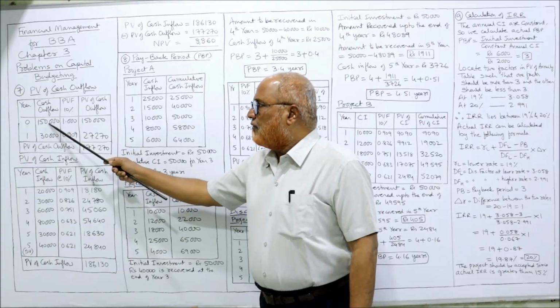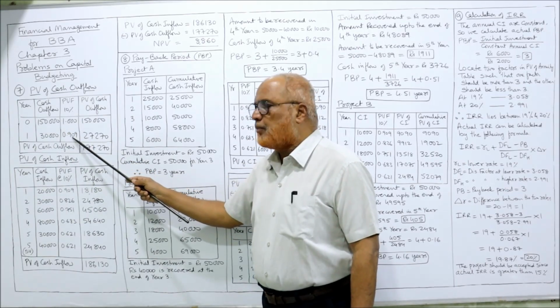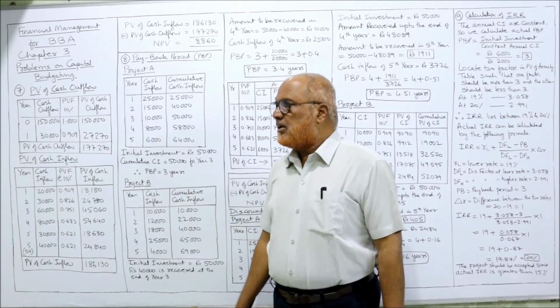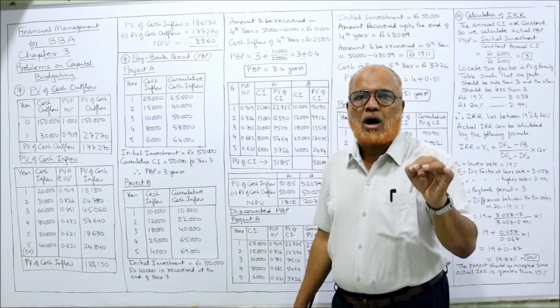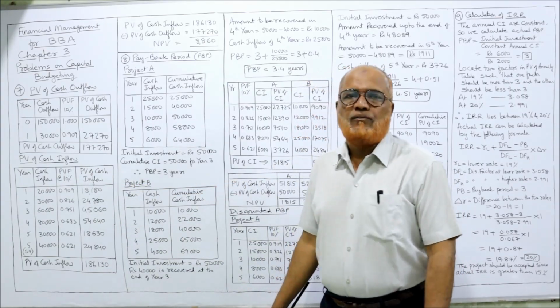Now multiply 1,50,000 into 1 is 1,50,000. 30,000 into 0.909, 27,270. Take the total, 1,77,270, that is the present value of cash outflow, right? Now we need the present value of cash inflows.